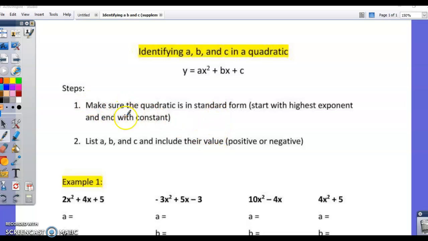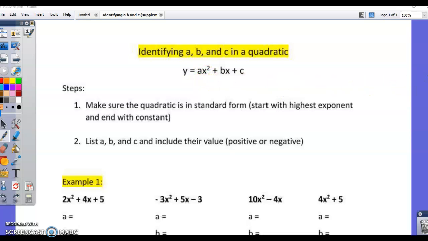So the only two steps, and this is not bad once you get the hang of it, is we want to make sure the quadratic is in standard form first. That's when the highest exponent is listed first, then the x term, and then you have c, which will be our whole number without any type of variable with it. And then you list a, b, and c, and you're including their values. So if it's negative, make sure you're putting it as negative.